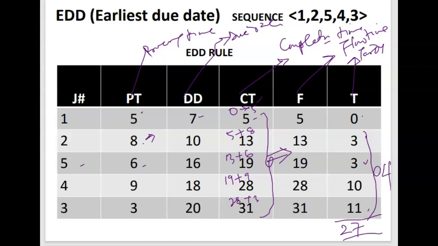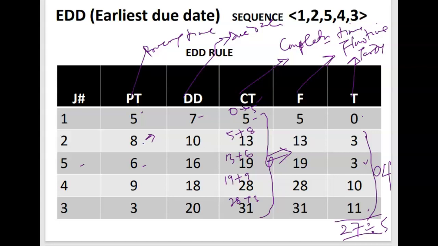Now, they ask for average tardiness. Average. That means the mean tardiness. That means this 27 divided by the number of what? The number of jobs. How many jobs do you have? 5. Please don't divide it by 4. Though you delayed only 4 jobs, the total jobs given to you is what? 5, because we are looking at average. That means the total over the total number of jobs. 27 divided by 5, not over 4. Though you delay 4 jobs, you are given 5 in total.